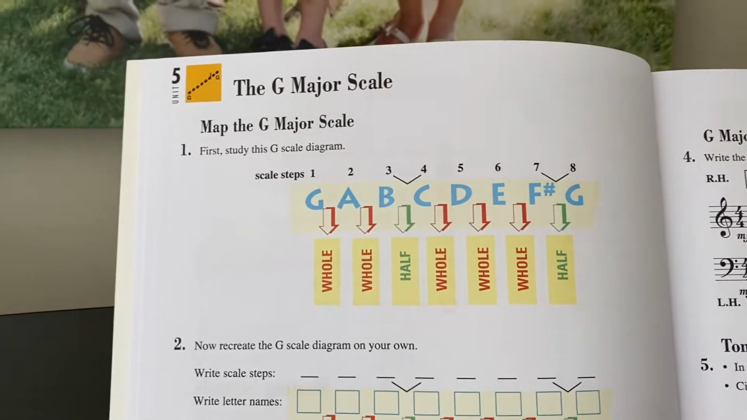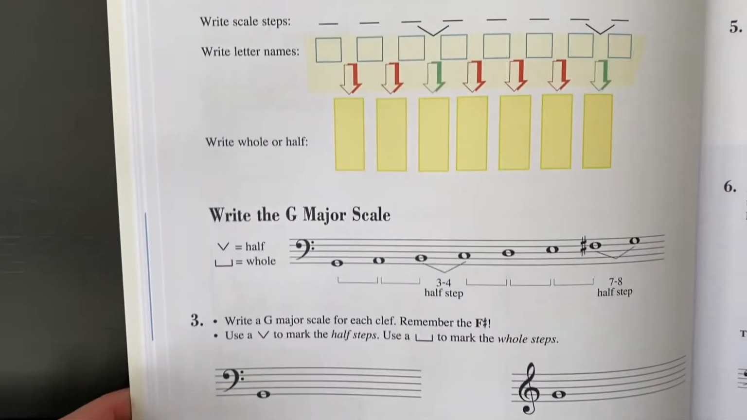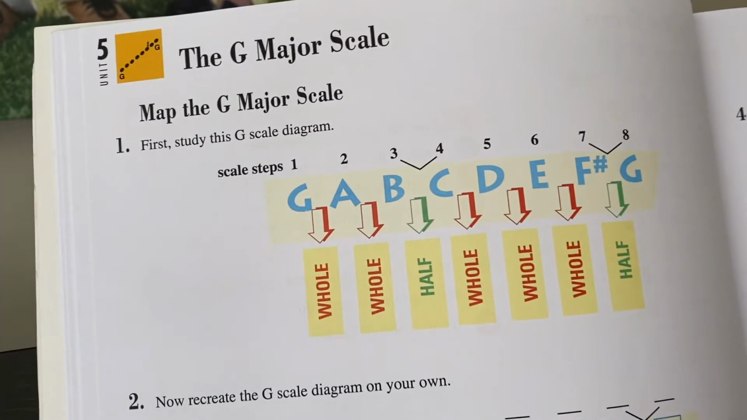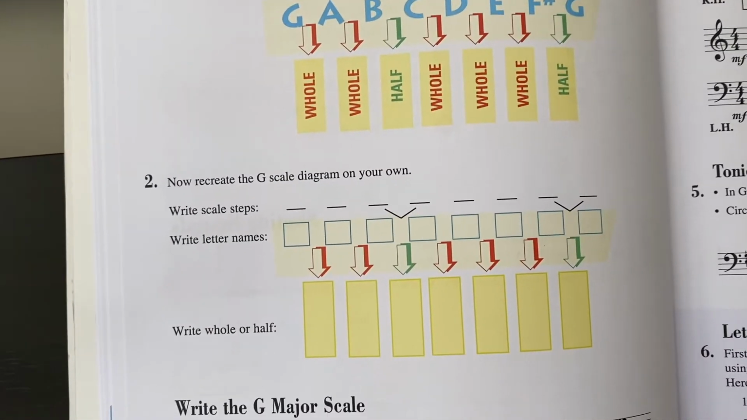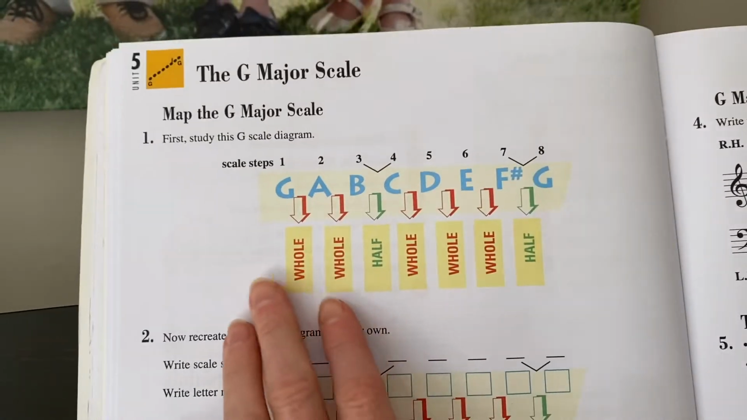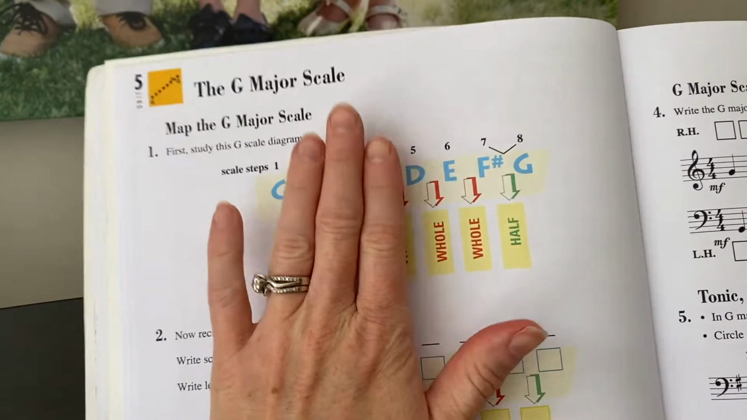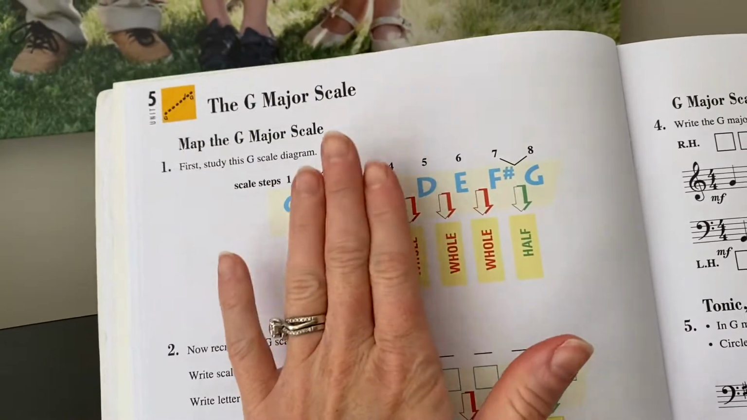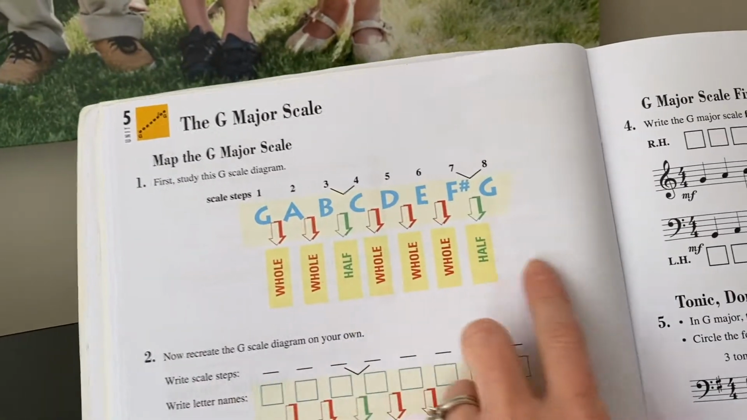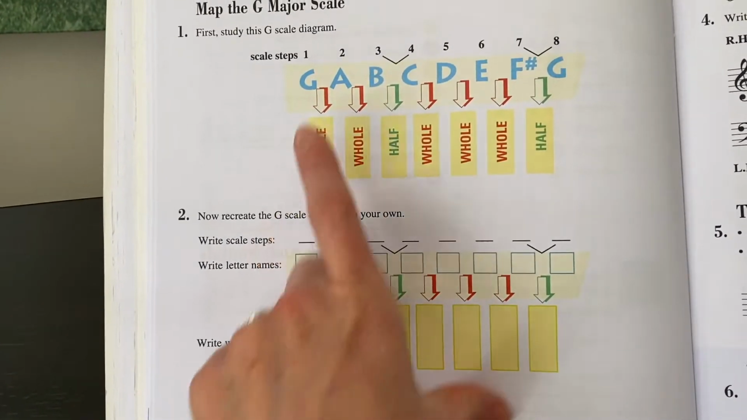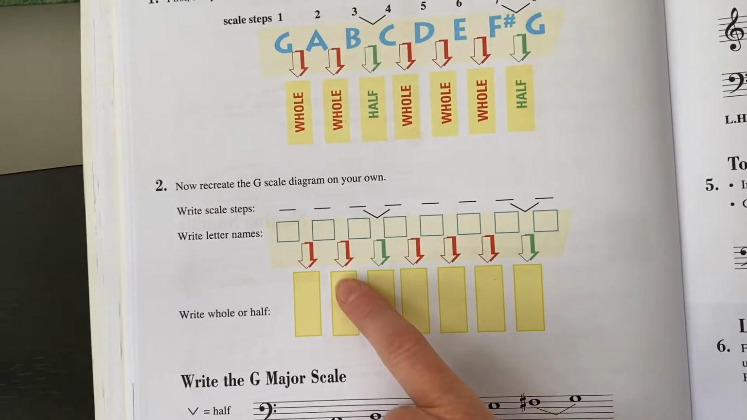So let's get started. We'll again begin here in our theory book. We're on page 18. If you look at this page, it looks almost exactly the same as the C scale page did. You're going to do the same stuff. It's talking about whole, whole, half, whole, whole, whole, half. That's the major scale pattern. So you're going to go ahead and draw this diagram here.